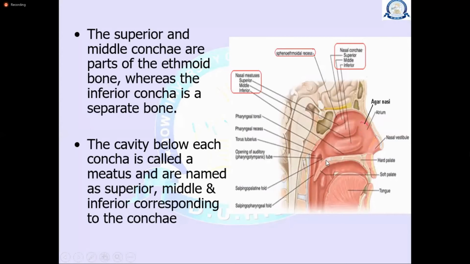And then the inferior meatus, this is where you have the inferior meatus. It has the opening for the nasolacrimal duct onto the anterior aspect. So this is how you have the openings for the sinuses onto the meati. And again, the detail will be done when you do the paranasal sinuses.